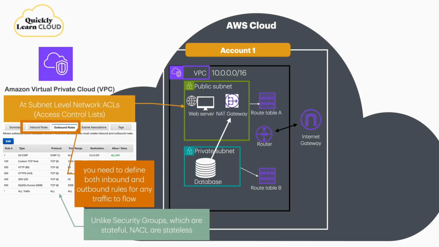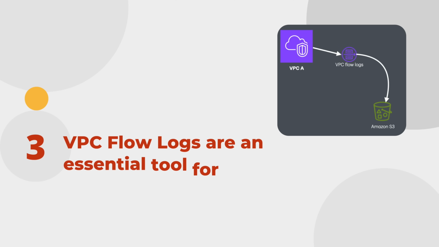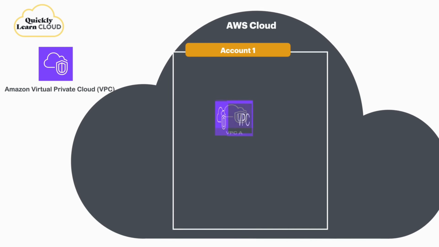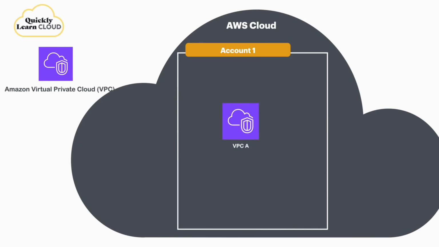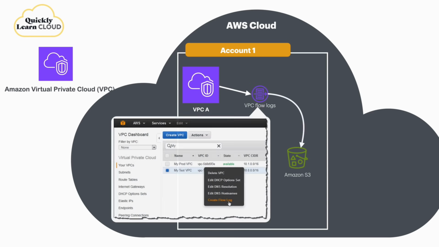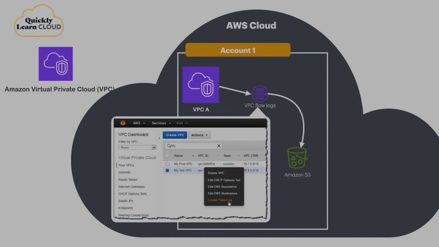3. VPC flow logs. VPC flow logs are an essential tool for monitoring and auditing network traffic within your VPC. They capture detailed information about the IP traffic going to and from network interfaces, which is invaluable for troubleshooting and security analysis. AWS provides detailed guidelines on configuring VPC flow logs to meet your monitoring and compliance needs.